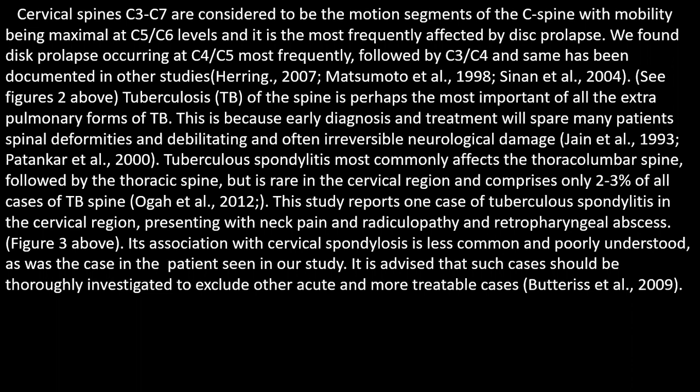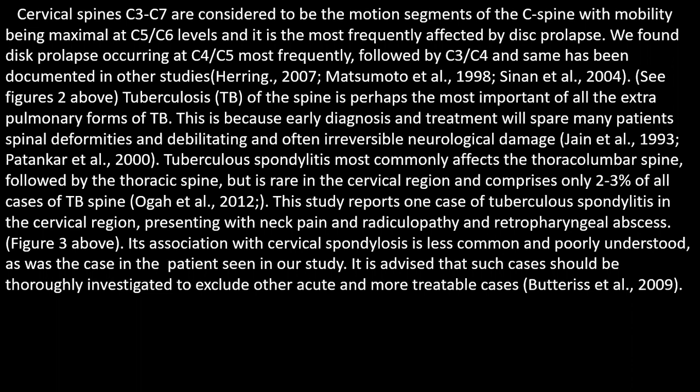Tuberculosis of the spine is perhaps the most important of all extrapulmonary forms of TB. This is because early diagnosis and treatment will spare many patients spinal deformity and debilitation. Tuberculous spondylitis most commonly affects the thoracolumbar spine, followed by the thoracic spine, but rarely the cervical spine.